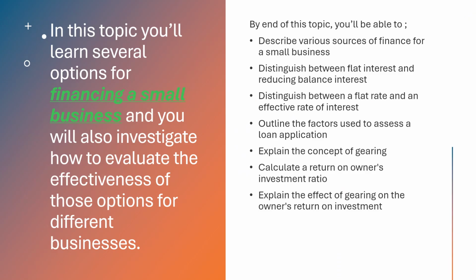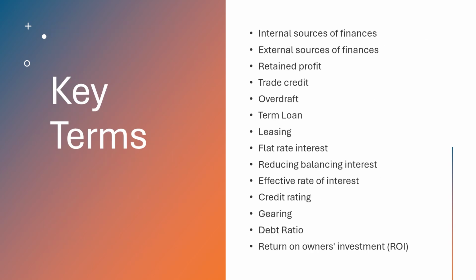This topic covers essential concepts in financing a small business. By the end, you'll understand different sources of finance, how interest is calculated, flat versus reducing balance and effective rates, and the factors that influence loan approvals. You'll also learn about gearing, the balance between debt and equity, how to calculate return on owner's investment, and how gearing affects that return. We'll also cover a range of key terms related to financing a small business. So by the end of this video, you'll be more familiar and confident using them.